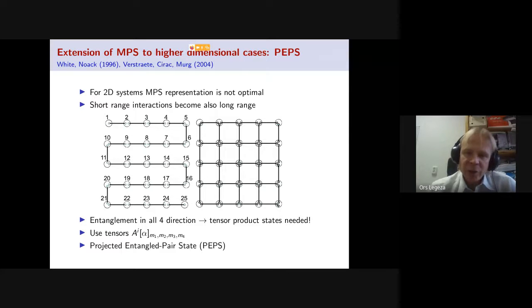A natural extension was introduced by Verstraete and Cirac to go to PEPS, the projected entangled pair states, which is a generalization of the MPS, so that now we have tensors which have 4 legs, but the scaling is d to the 8 or even worse, so it's much higher than DMRG.